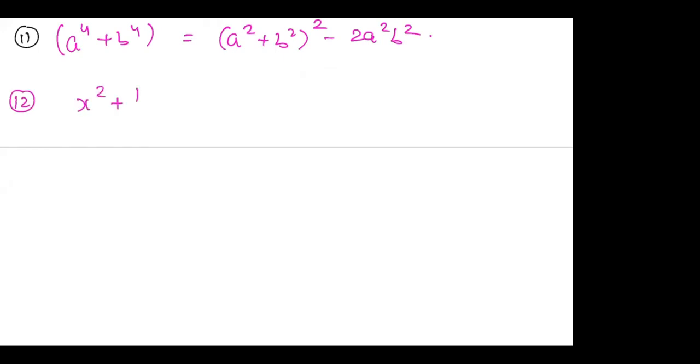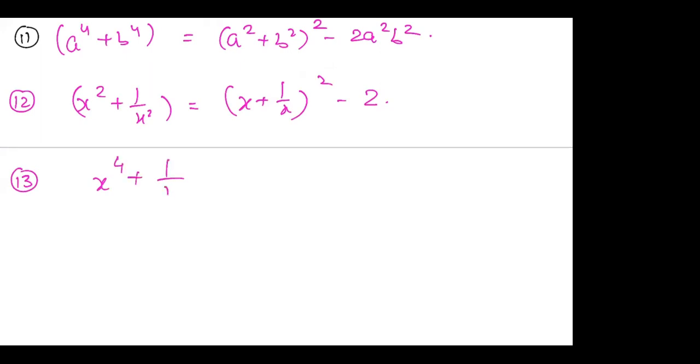Okay, now a to the power 4 plus b to the power 4 is nothing but (a square plus b square) the whole square minus 2a square b square, right? 12, x square plus 1 by x square is (x plus 1 by x) the whole square minus 2, right? 13, x to the power 4 plus 1 by x to the power 4 is (x square plus 1 by x square) the whole square minus 2.